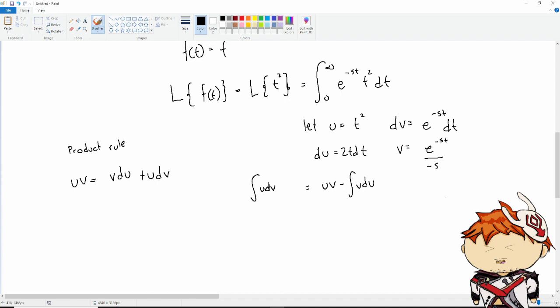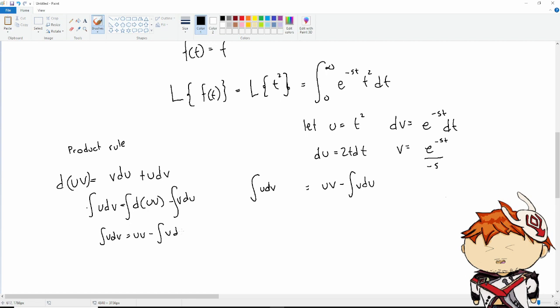It starts with the product rule, and in order to get integration by parts, you move the v du to the left side. The differential of uv is equal to v du plus u dv. You move the v du to the left side: u dv is equal to the differential of uv minus v du. Integrate both sides, and there we go, we have integration by parts.